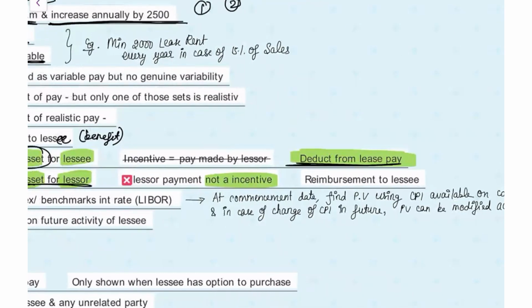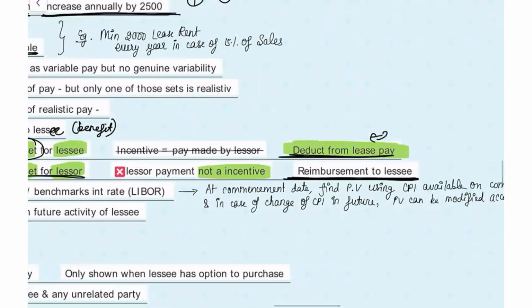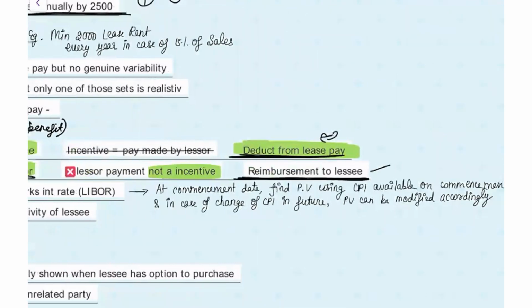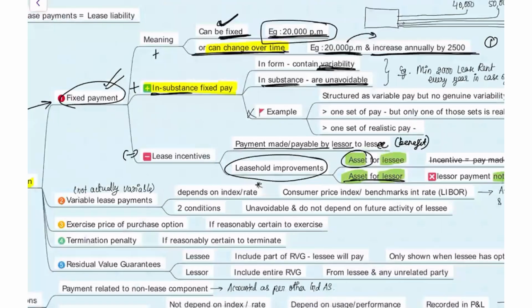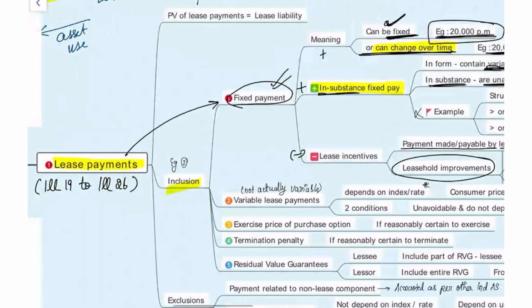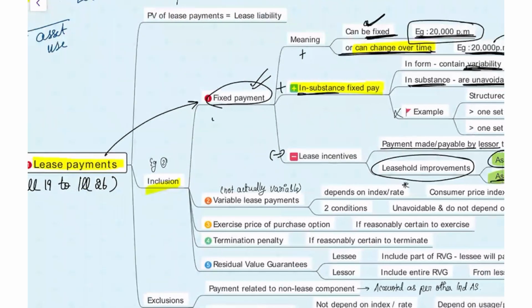So you can just account it as a reimbursement. If it is an asset for the lessor only, just record it as a reimbursement. Okay, and don't deduct it from your lease payments. Okay, so this is what you will have to remember about your lease incentive. Usually in your exams, it will not be much complicated. Directly, they'll tell you that this is a lease incentive and you have to directly reduce it from your fixed payment. Okay, so the first part of lease payments we have understood, which is your fixed payment.